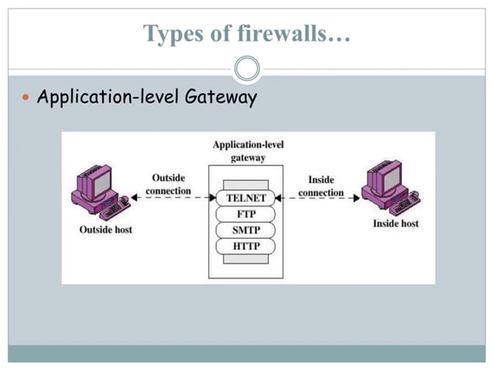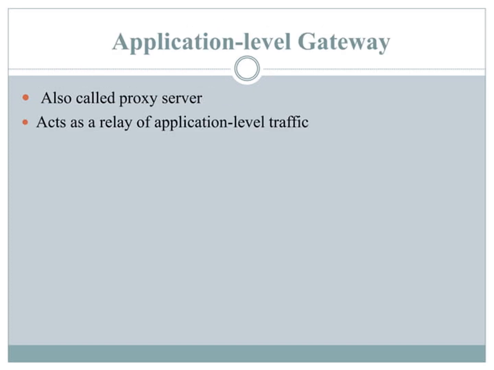Then going on to the next, the application level gateway. This is another type of firewall, as you can clearly see in the picture: the outside host, FTP, SMTP, HTTP. These are the gateways, the inside connection, the inside host. From the center, the application level gateway splits the connection into an outside connection and an inside connection. You can clearly understand it through the picture.